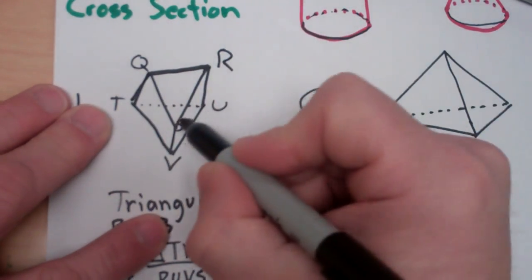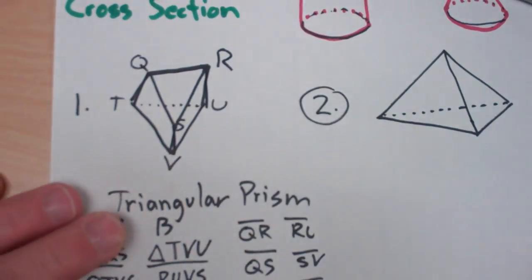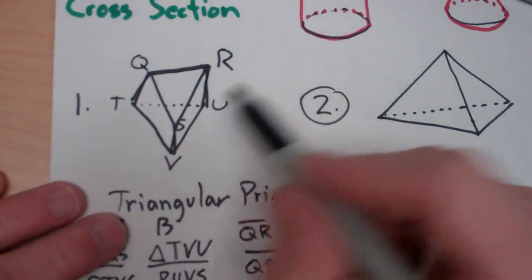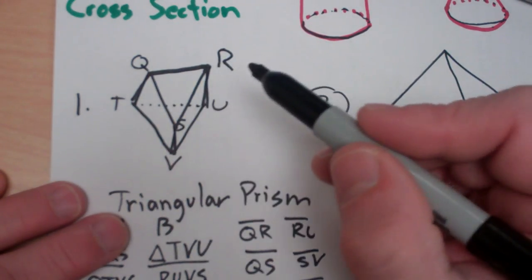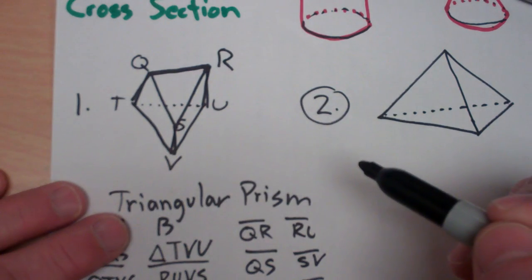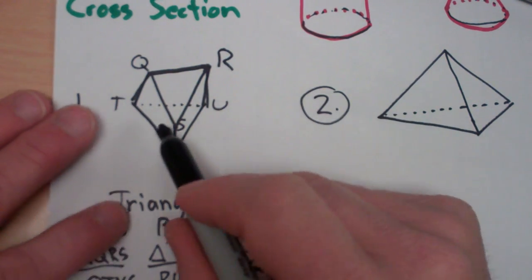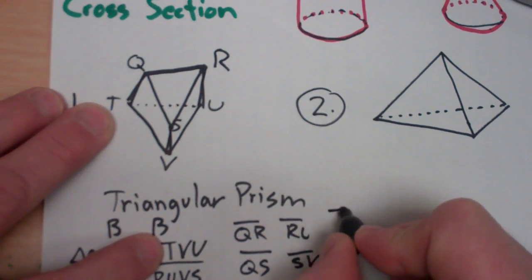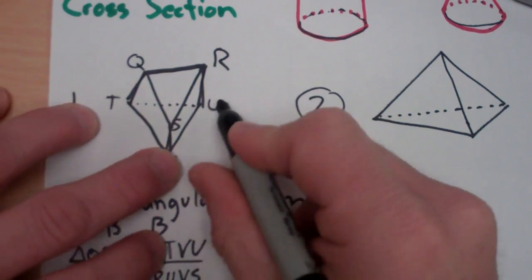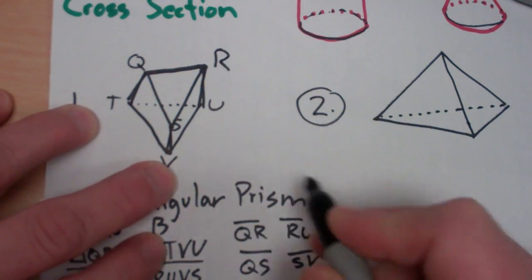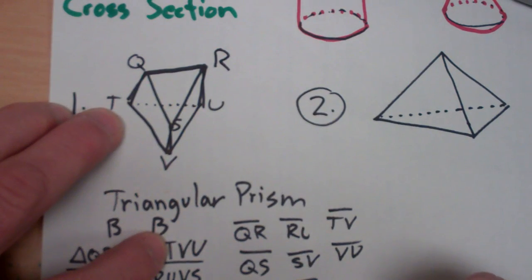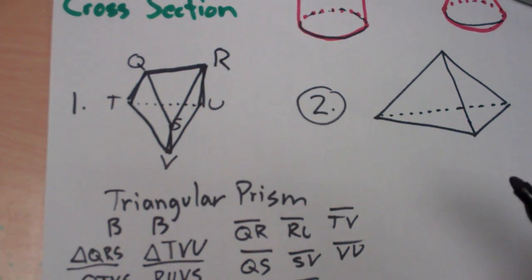By the way, there's QT, just so you can see it. There was SV, there's RU. Okay, I've taken care of all of the top: QR, RS, and QS. Let me go ahead and take care of the bottom. I have TV, I have VU, and I have UT. And those are my edges.